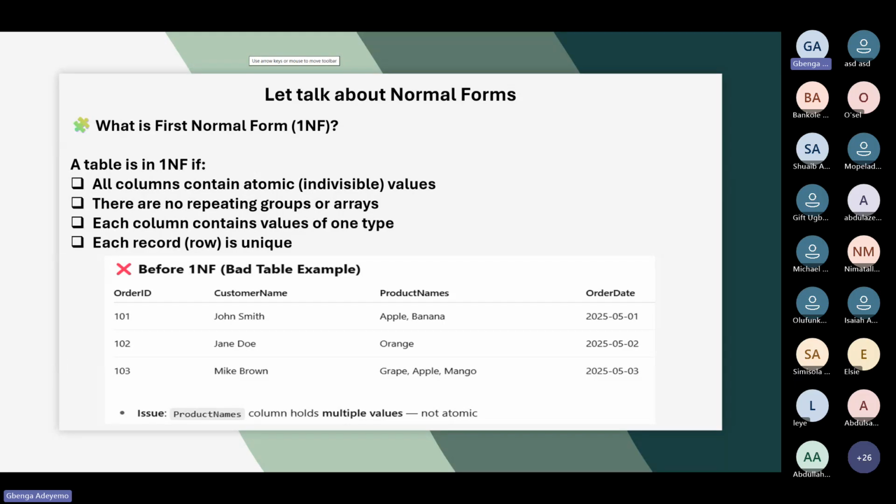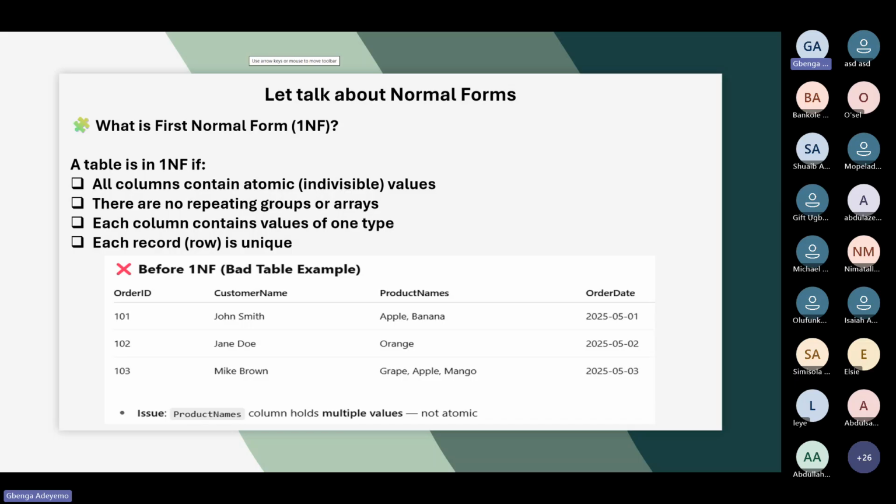So, another condition for us to achieve one normal form is each column must contain values of one type. It means that the data type should be applied on a column, right? Each record, or row, should be unique.